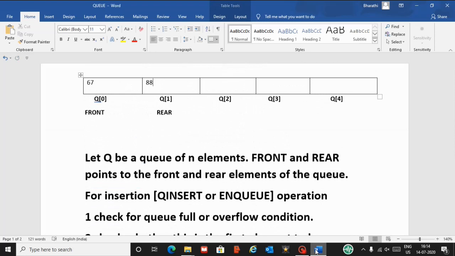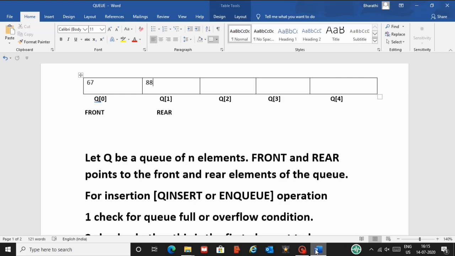First it was minus 1, then we inserted 67. That time first we checked for overflow condition. Since rare was not equal to n minus 1, we checked whether it is the first element or not. Since front was minus 1, front will be minus 1 only when the queue is empty. Otherwise you will not have front minus 1. So we made rare and front both point to the first element, that is the element at the 0th location, that is 67.